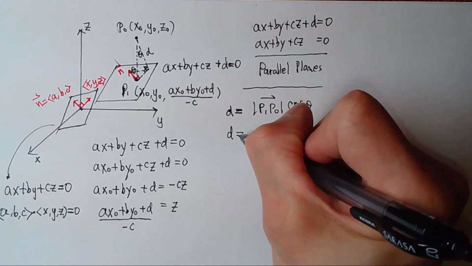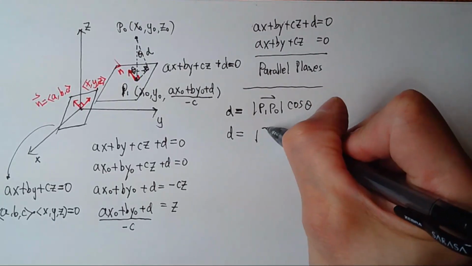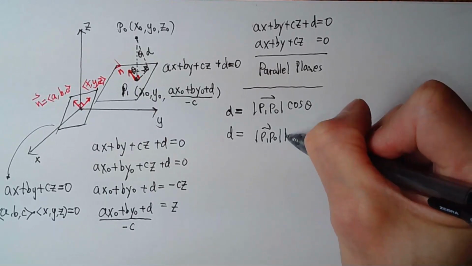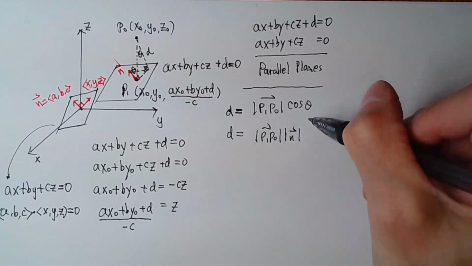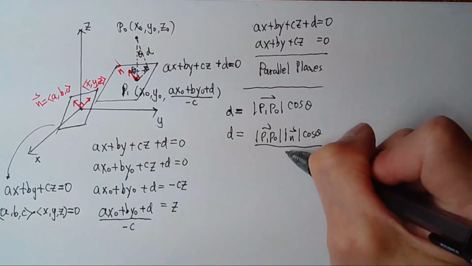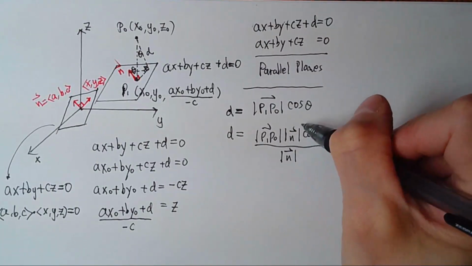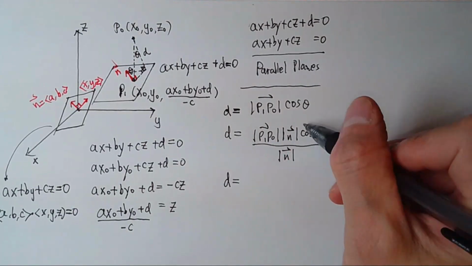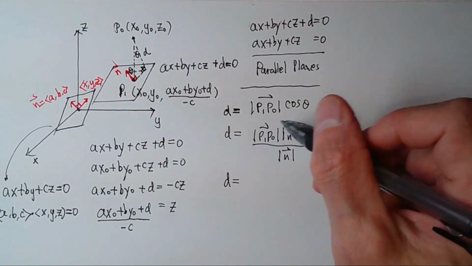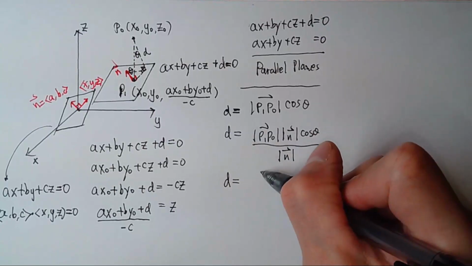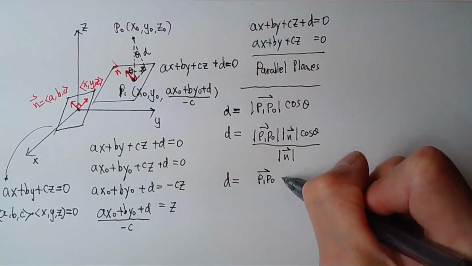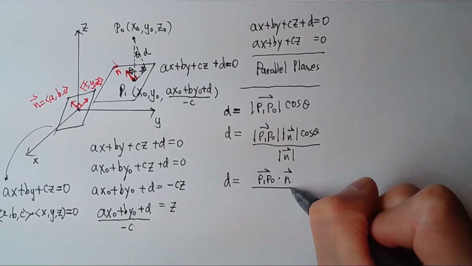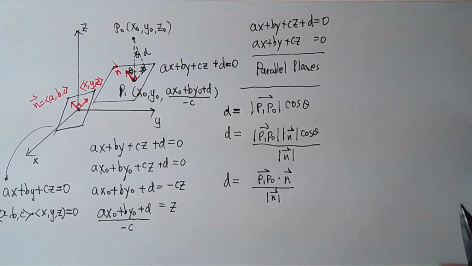And now I'm going to multiply up and down by the magnitude of the normal vector. I can do that. Same quantity. But this is just the dot product of P1P0 dotted with the normal vector, divided by the magnitude.